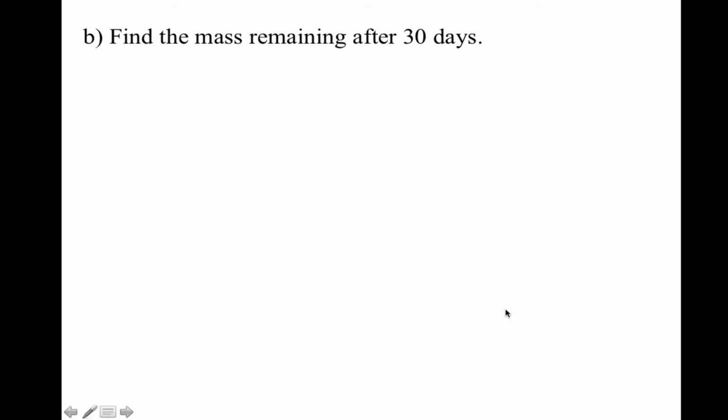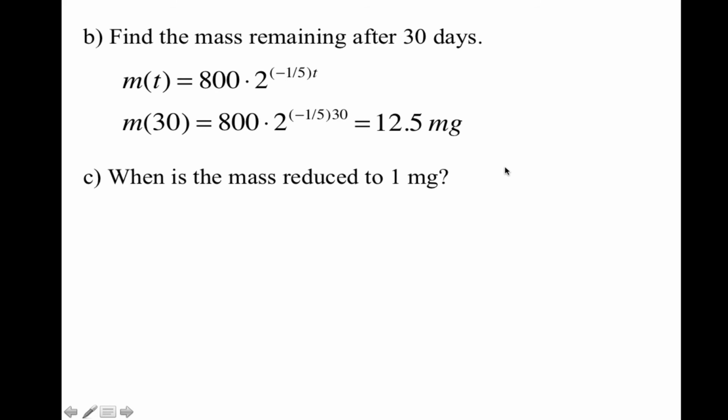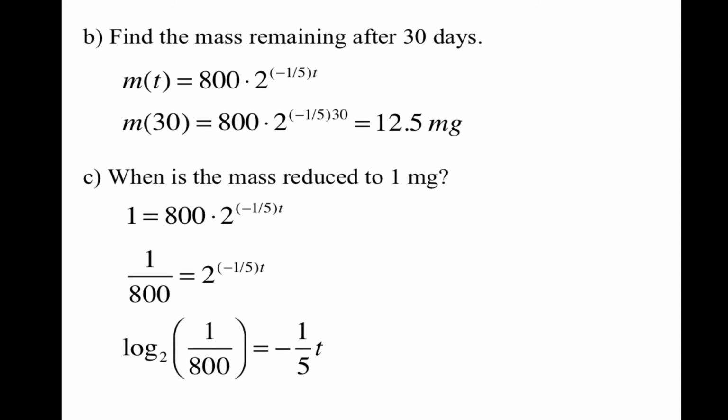Now for part B, using our exponential decay model, we want to find the mass remaining after 30 days. So I'm going to plug 30 in for t and evaluate to get 12.5 milligrams. Now we want to find when the mass is reduced to 1 milligram. So that means I want to find t when the mass is 1. I'm going to solve for t, so divide by 800. Log both sides with base 2.